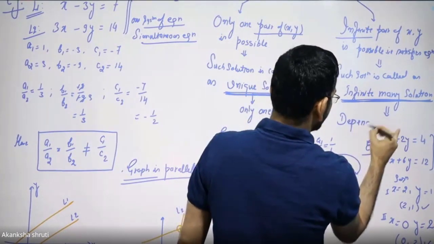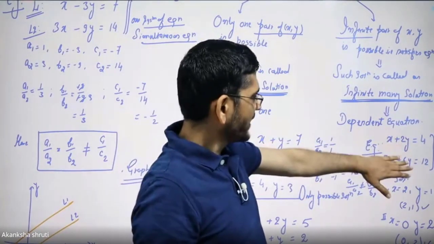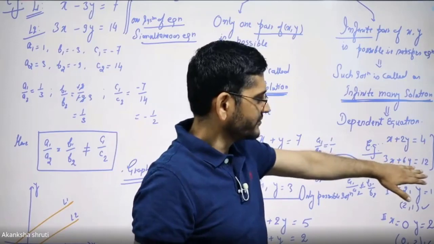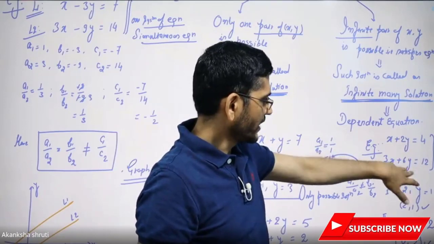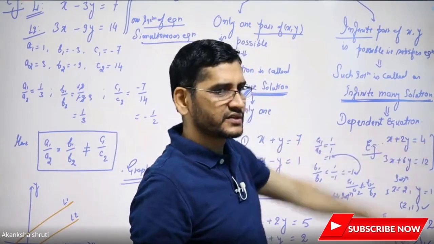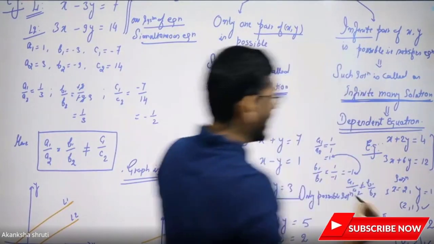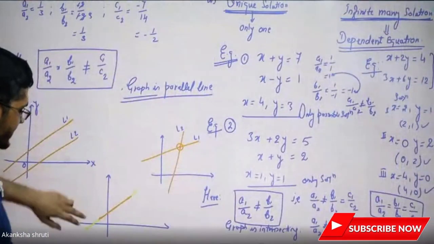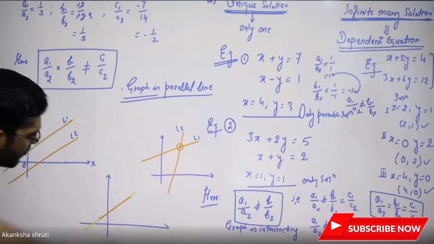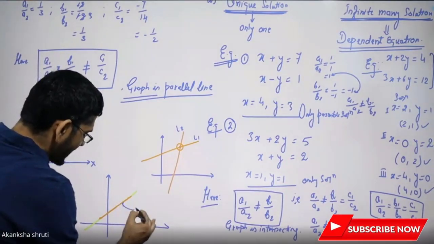These are dependent equations. Means one equation is depending on the other. Means if we are multiplying the first equation by some number, we are getting the second, or we are operating the second by some number, we may get the first. Okay, so that's why it is also called dependent. Now coming to the graph, here we are getting that the graph is just lying one over another. So such a graph is called overlapping.